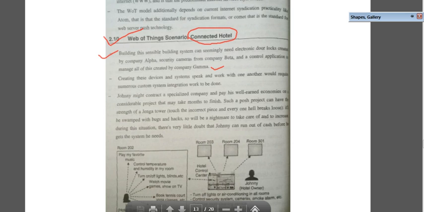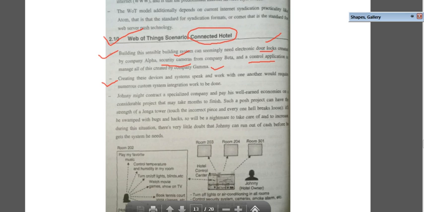Creating these devices and systems so they can work with one another would require numerous custom system integration work to be done. मीन्स ये जो होटल है, यहाँ पे सिक्योरिटी कैमराज है, देन डोर लॉक्स, सो ये डिफरेंट फीचर्स अवेलेबल हैं, और ये सब एक दूसरे से कनेक्ट है थ्रू IoT, मीन्स थ्रू इंटरनेट they can share data with each other. Means the camera will share the data with the control room, and the doors are also sharing the data with the control room. So it is a totally controlled environment.